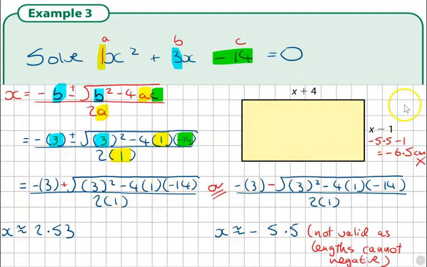So if we go back to the rectangle that was given in the question, one of the sides was x minus 1. And if we were to sub in minus 5.5, which is one of our x values down here, in place of that x, we would have minus 5.5 minus 1, which would give us minus 6.5 centimetres. And that doesn't make sense. You can't have a negative length. It doesn't make sense to say that the side of this rectangle is minus 6.5 centimetres. So that's why in this particular question, the solution of x equals minus 5.5 is not our answer. Our only answer is 2.53.